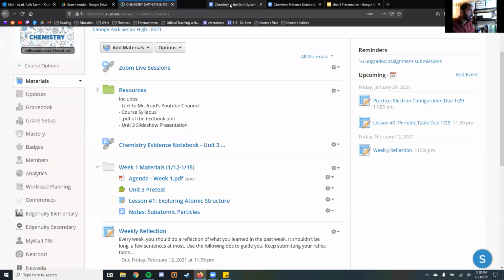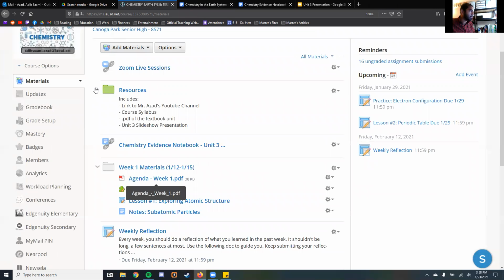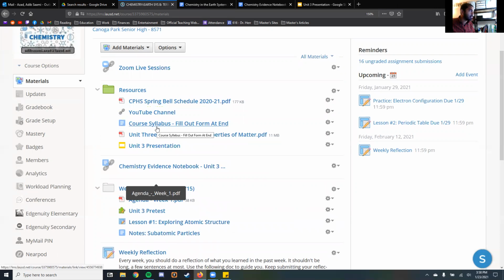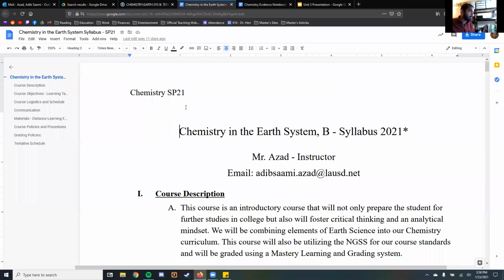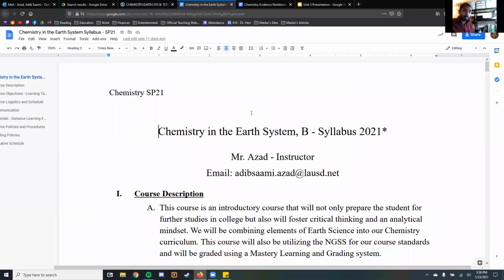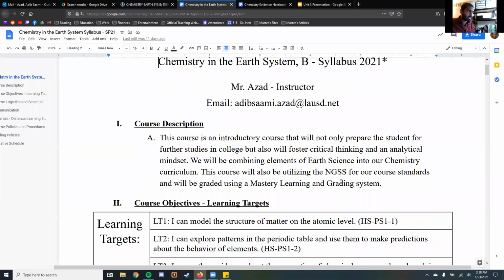Close that up. Take a look at the syllabus first, get that out of the way. So if you don't know where to find that, that is right here, course syllabus. Click on that. And let's go ahead and zoom in. So nothing much really changed. I'm going to briefly go by this because I'll only go over the parts that changed since last semester.